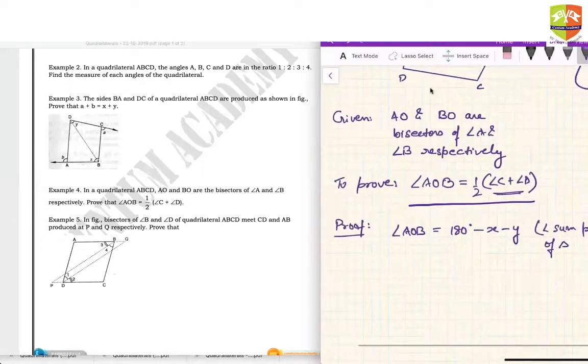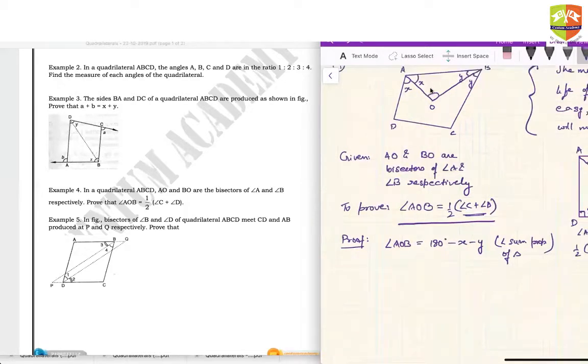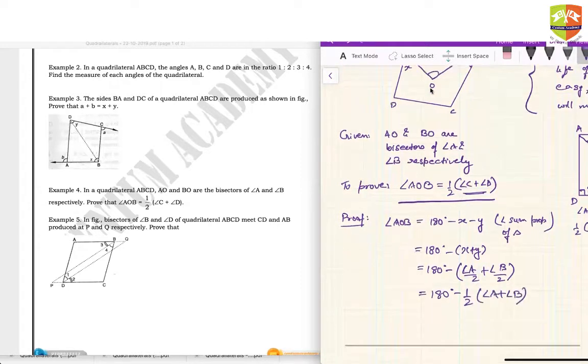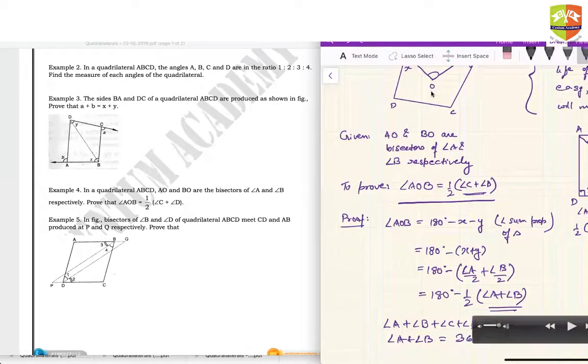Wait a minute, I'll just make some space here. Yes. Now what's next? You can again write this as 180 degrees minus (X plus Y). Can you not write X as A by 2? So I'm writing angle A by 2 plus angle B by 2, isn't it? So what is this? 180 degrees minus half of (angle A plus angle B). Okay, now I need C and D. So I have to somehow replace A and B by C and D. How do I do it? I know one more relationship, that angle A plus angle B plus angle C plus angle D is 360 degrees. So my dear friends, angle A plus angle B will automatically be 360 degrees minus angle C minus angle D. Correct?